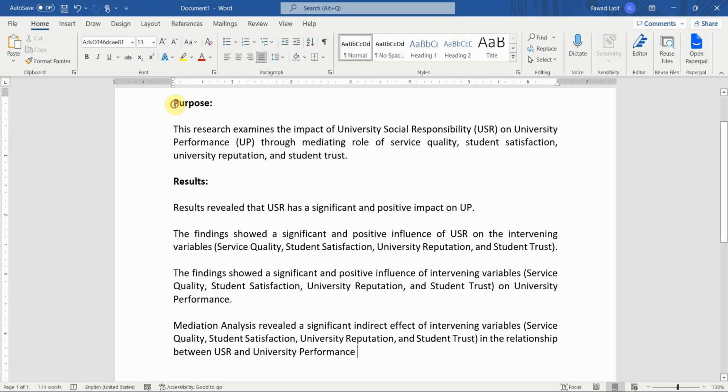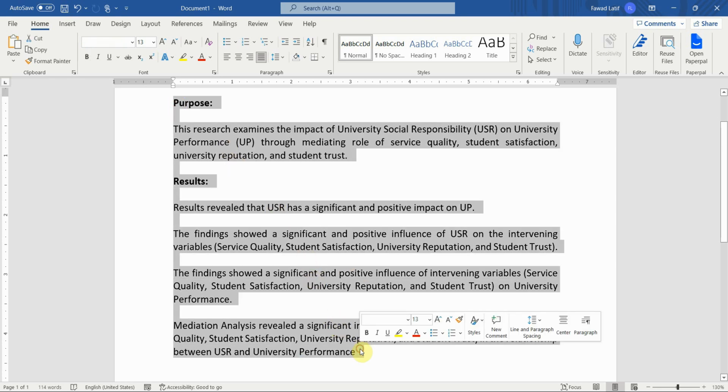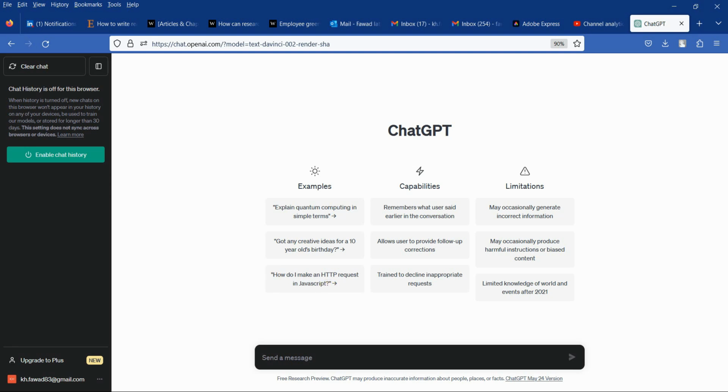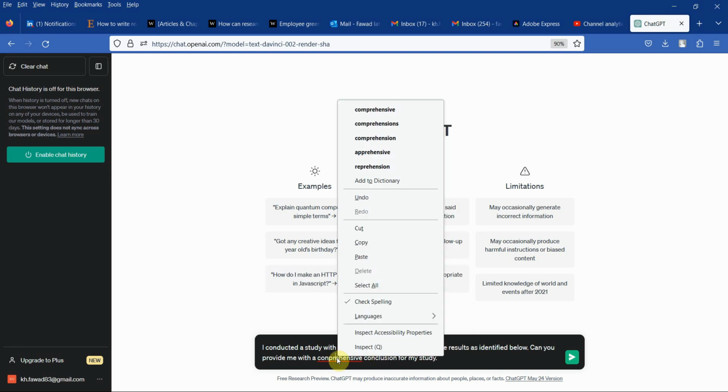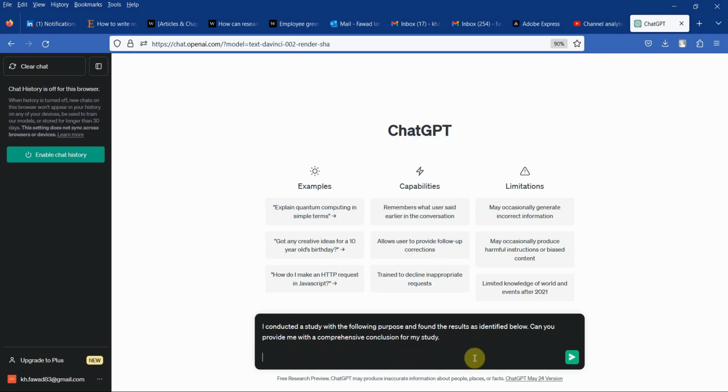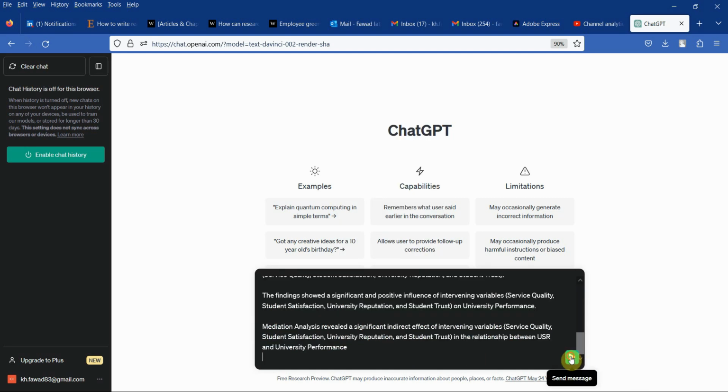Now, what I'm going to do is I'm going to write a prompt for this. So first of all, let me copy this. Open ChatGPT. And let's write my prompt. I conducted a study with the following purpose and found the results as identified below. Can you provide me with a comprehensive conclusion for my study? Now paste that in and press this send message.